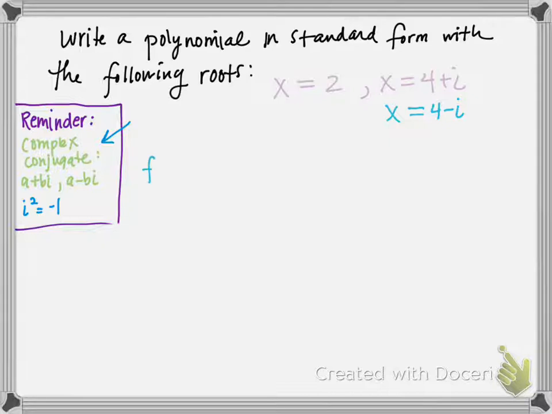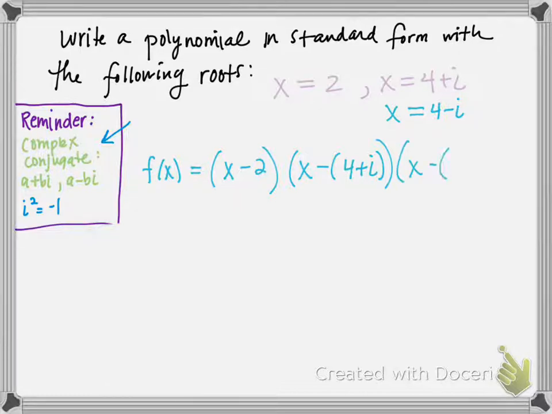So first I'm going to write my polynomial in factored form, and then I could multiply that out and convert it to standard form. So to take a root like 2 and turn it to factored form, I would do x minus 2. To take this and turn it to a factor, I would have x minus, and then I would have 4 plus i. Notice I put the 4 plus i in parentheses because it had two terms. And lastly, to turn this to a factor, I would have x minus, and then again put the 4 minus i in parentheses because there's two terms.